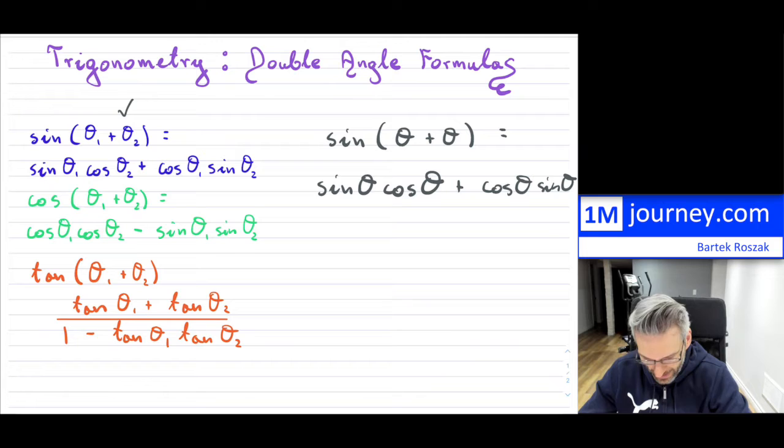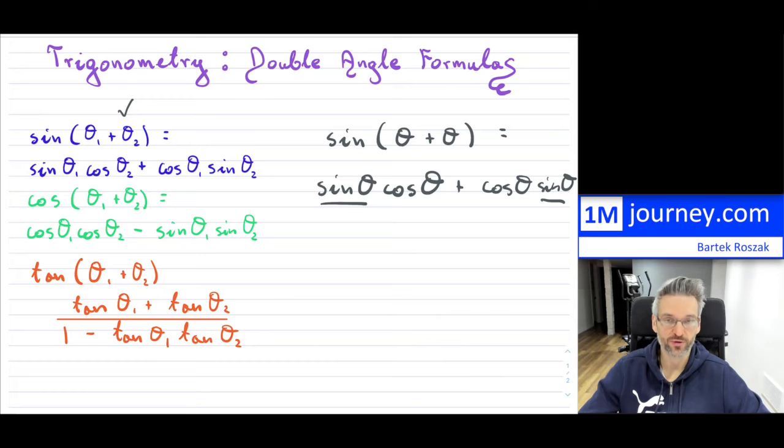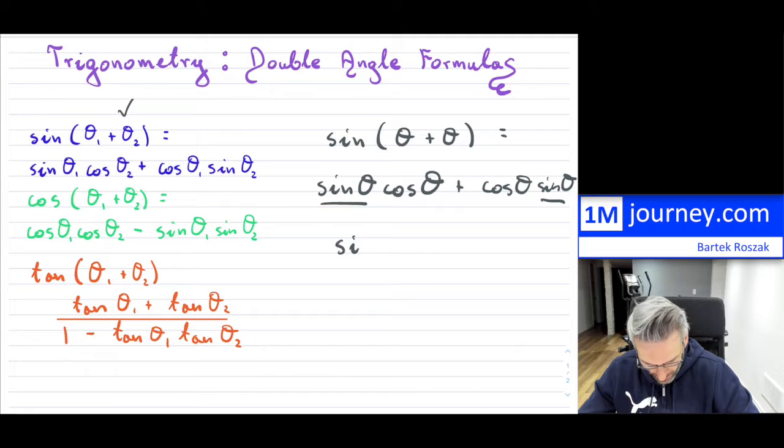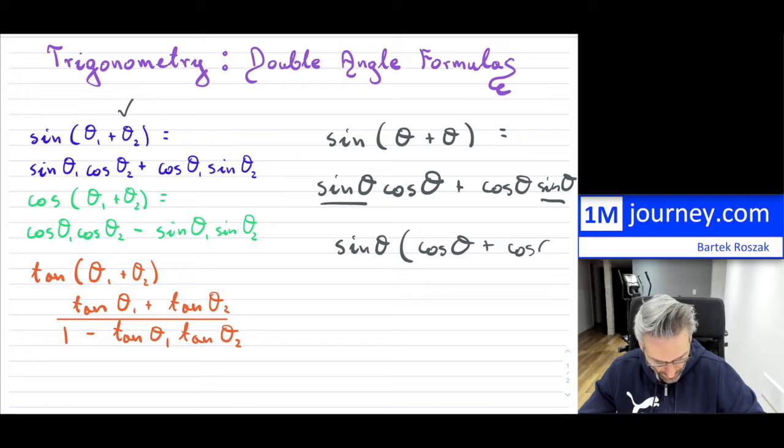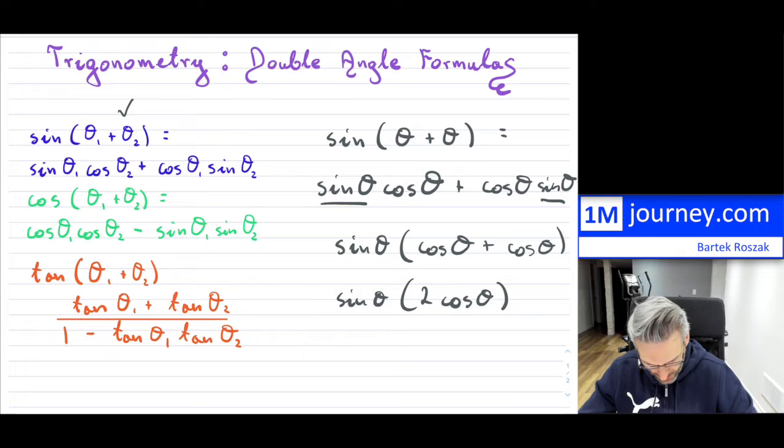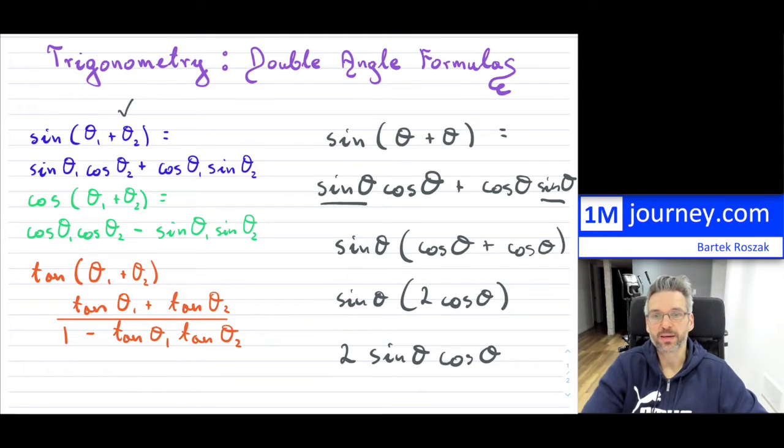Now, let me factor out, let's say, sine theta, or you can factor out cosine theta. It doesn't matter, you'll get the same thing. If I factor that out, I'm going to get sine theta, and then cos theta plus cos theta remaining. Well, cos theta plus cos theta is just 2 cos theta, because there's 2 of them. Now I can bring this 2 in front, and I'm going to get 2 sine theta cos theta. And that actually is your double angle formula for sine 2 theta.